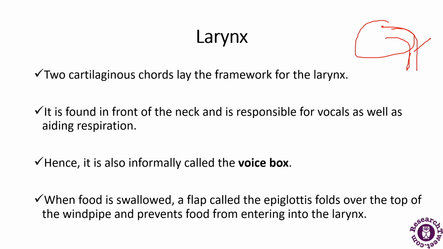When the food is swallowed, a flap called the epiglottis folds on the top of the windpipe and prevents the food from entering the larynx. So there is an epiglottis which is present on the larynx, and what is the function of that? It will fold over the top of the windpipe so that the food will not enter the larynx.